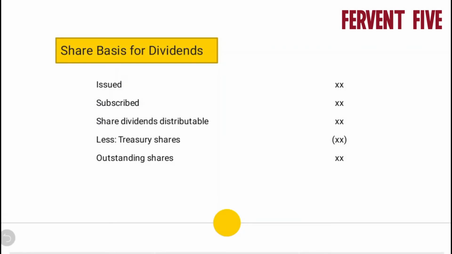For share basis for dividends naman, to compute for that, number of shares issued plus number of shares subscribed plus number of share dividends distributable less number of shares in the treasury. And that totals the number of outstanding shares.